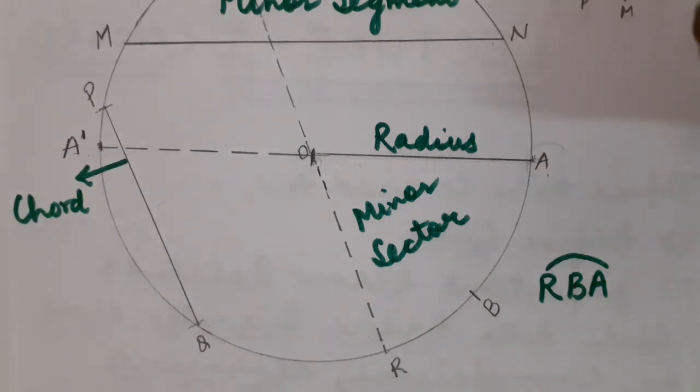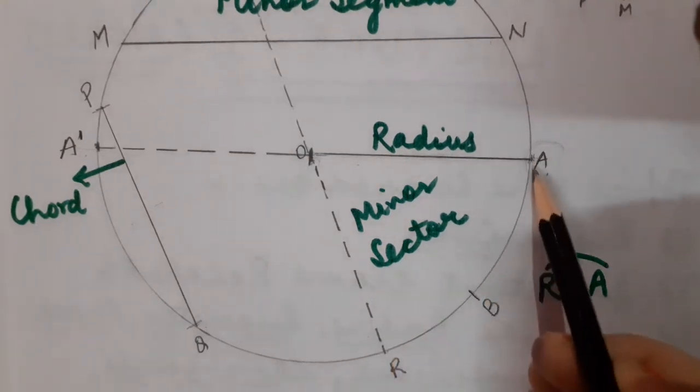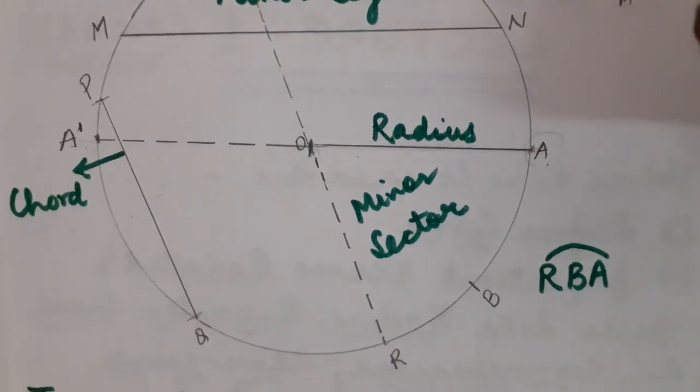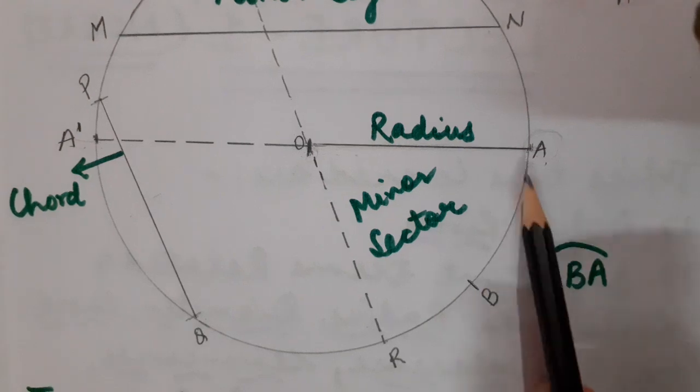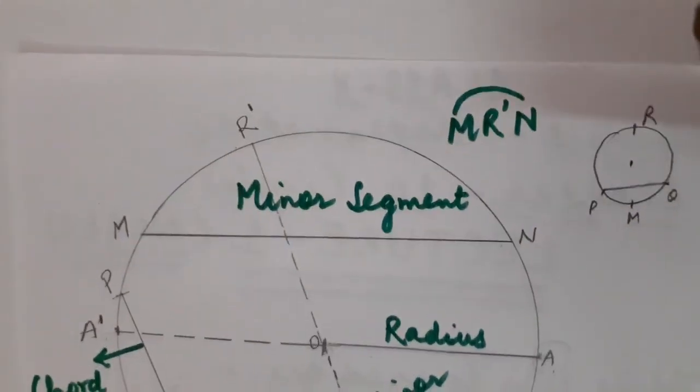Now the next point is, what do you mean by arc? A continuous piece of a circle is known as an arc. Here in this diagram, children, you can see RBA is an arc. Just look at this arc also.